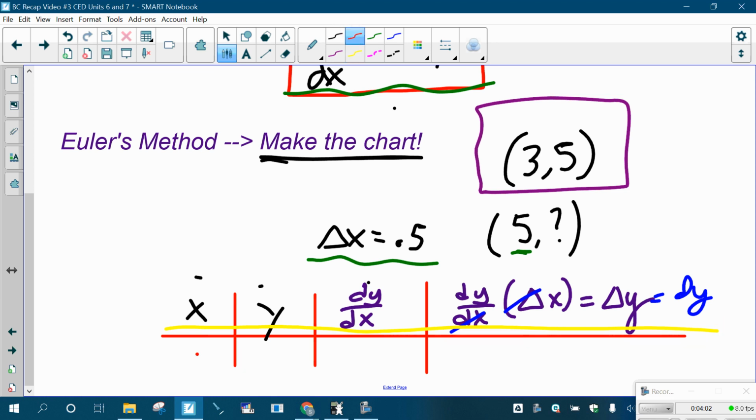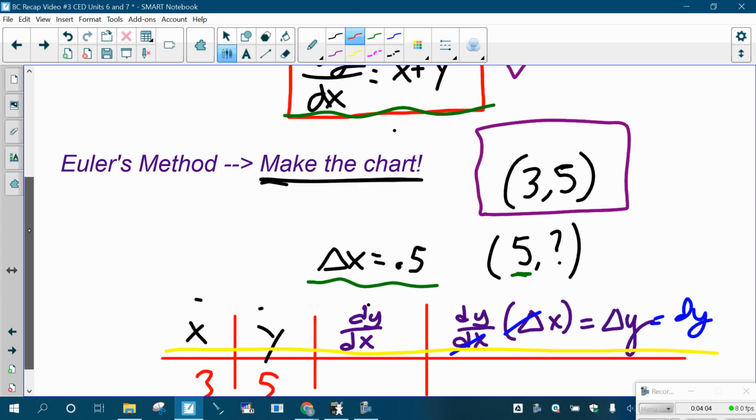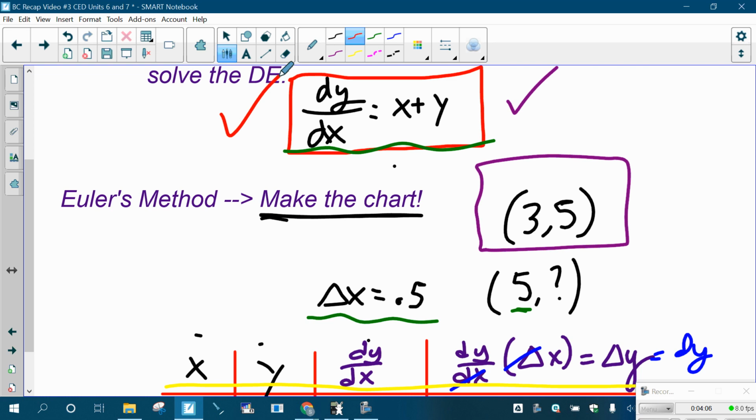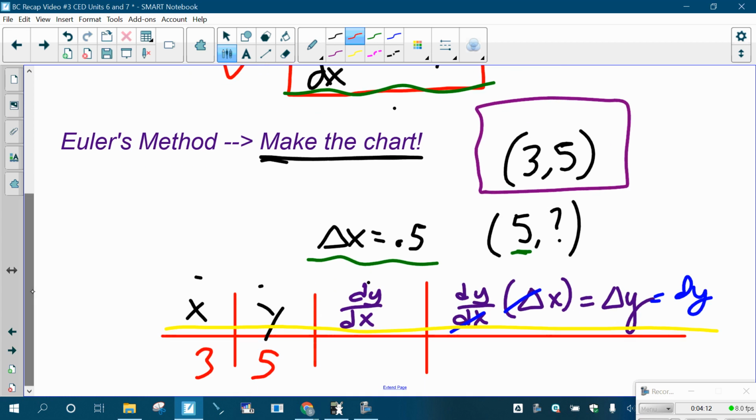You toss down the point, there's x, there's y. Here's our differential equation. This is the one we're going to use for this Euler's method table. All right, so dy dx equals x plus y. So dy dx equals 3.